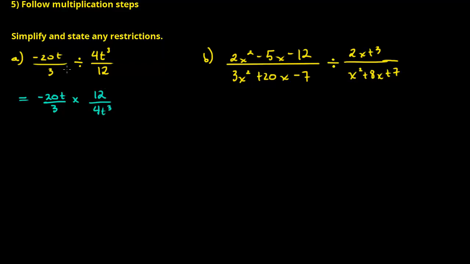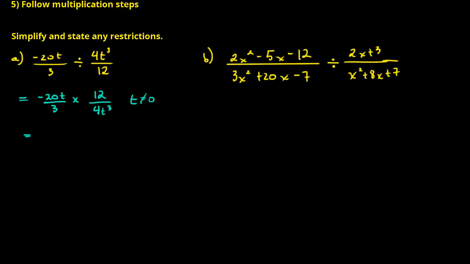In the first step, I should have checked whether there's any restrictions from the denominators. And in the denominators, I've got 3 and 12, which don't have any restrictions on my variables. When I multiply by the reciprocal, notice that I've got 3 factors of t in the denominator. So I have the restriction that t cannot be equal to 0.